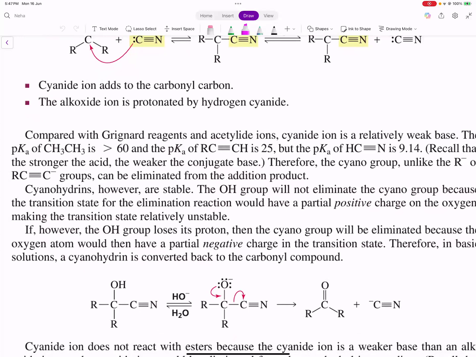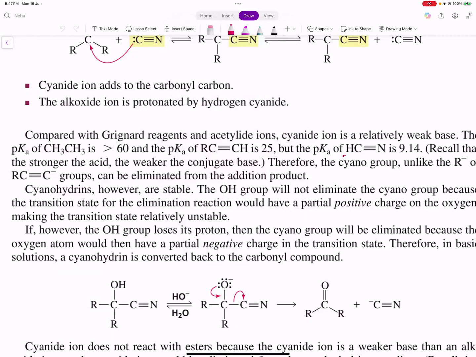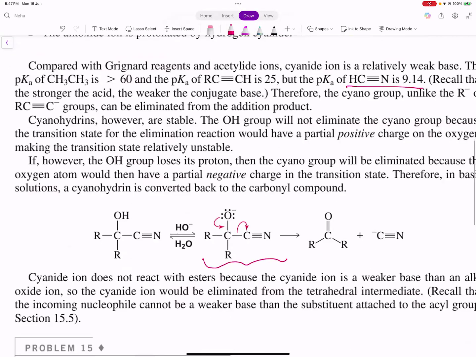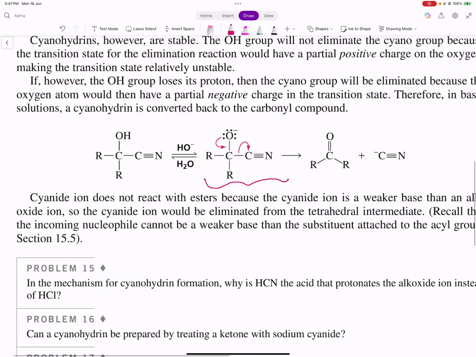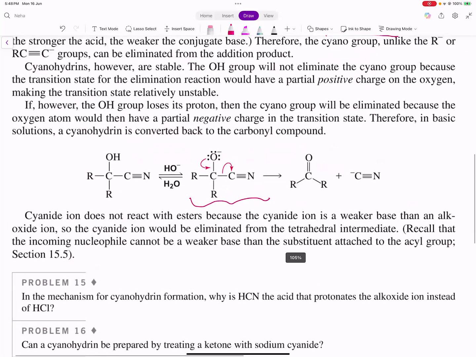See, what they are saying is that HCN has pK of 9.14. So CN minus is a relatively weak base. So it can be expelled from the tetrahedral intermediate. So we cannot use just NaCN to get cyanohydrin. We must use NaCN and HCl. We must protonate it, because CN minus is a weaker base.